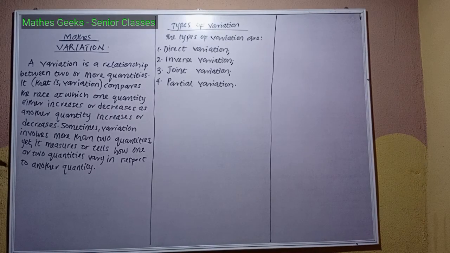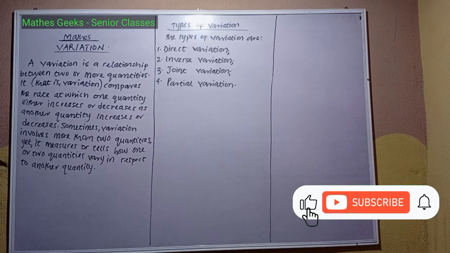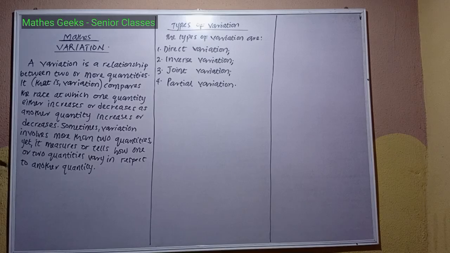We shall be looking at variation in this video. A variation is a relationship between two or more quantities. That is, variation compares the rate at which one quantity either increases or decreases as another quantity increases or decreases. Sometimes variation involves more than two quantities, yet it measures or tells how one or two quantities vary with respect to another quantity.